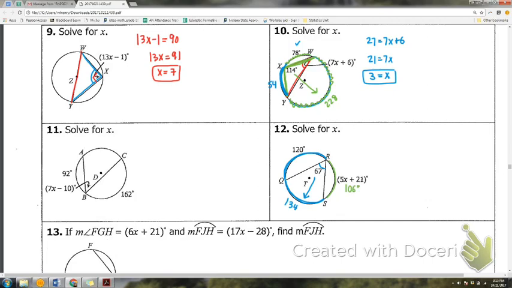Now because we're already talking about the arc, the 5x plus 21 represents the arc. I don't need to take half of 106. I need to use 106 exactly. So 5x plus 21 equals 106. Subtract 21 gives you 85. Divide by 5 and we get 17.